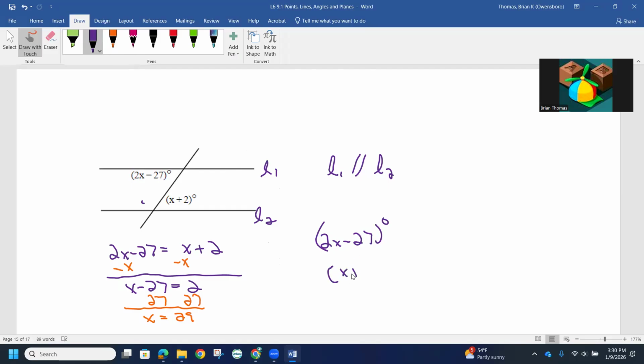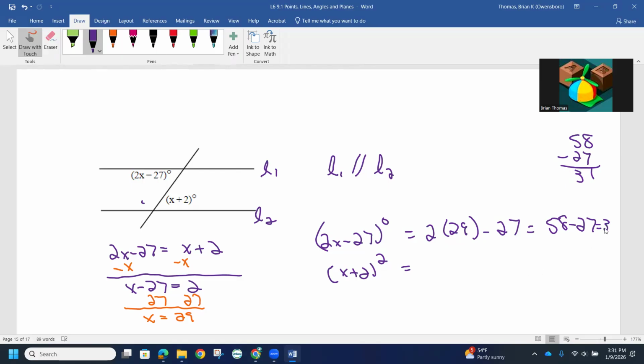Now, as far as the angles go, we have 2x minus 27 representing one angle, and x plus 2 representing the other angle. So if I put the 29 in, we have 2 times 29 minus 27. So 2 29s would be 58. Take away 27: 58 take away 27 is 31. So I think that's correct. 31 degrees. Looks good.